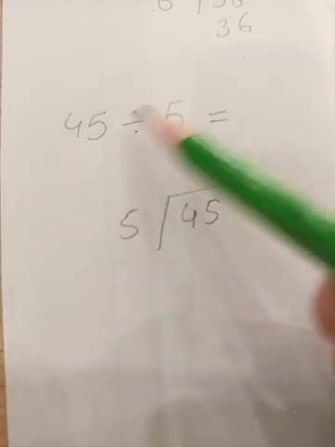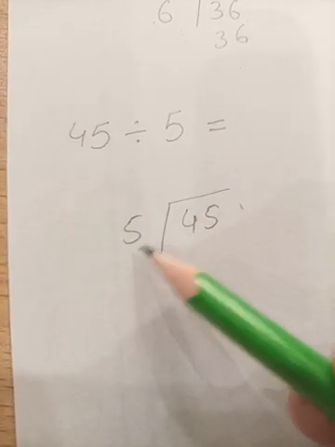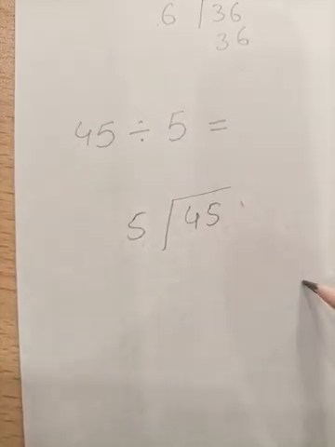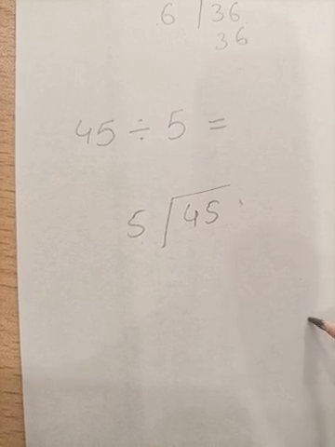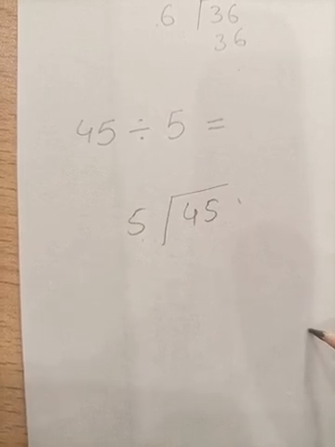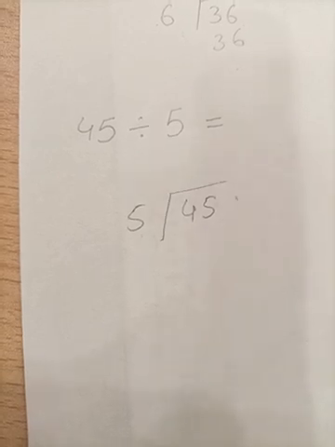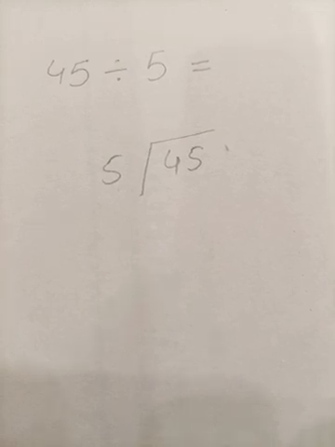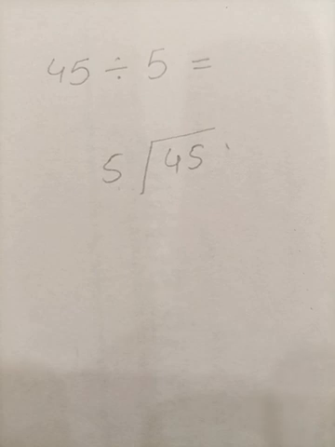We will divide these numbers in this manner. So students, let's read the table of 5 until we get the number 45. 5 ones are 5, 5 twos are 10, 5 threes are 15, 5 fours are 20, 5 fives are 25, 5 sixes are 30, 5 sevens are 35, 5 eights are 40 and 5 nines are 45.